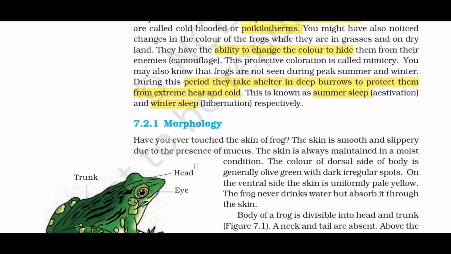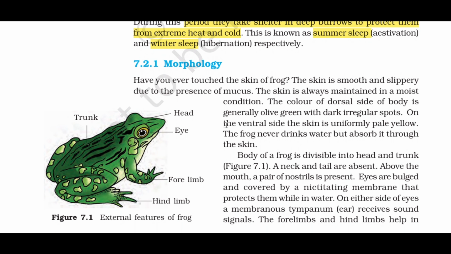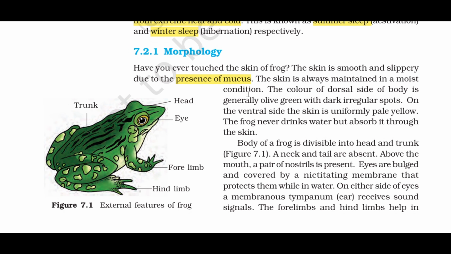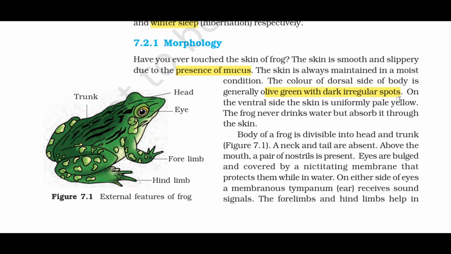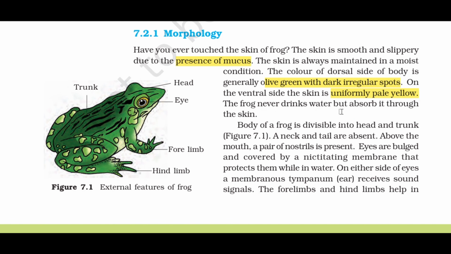Morphology. Have you ever touched the skin of frog? The skin is smooth and slippery due to the presence of mucus. The skin is always maintained in a moist condition. The color of dorsal side of body is generally olive green with dark irregular spots. On the ventral side the skin is uniformly pale yellow. The frog never drinks water but absorbs it through the skin.